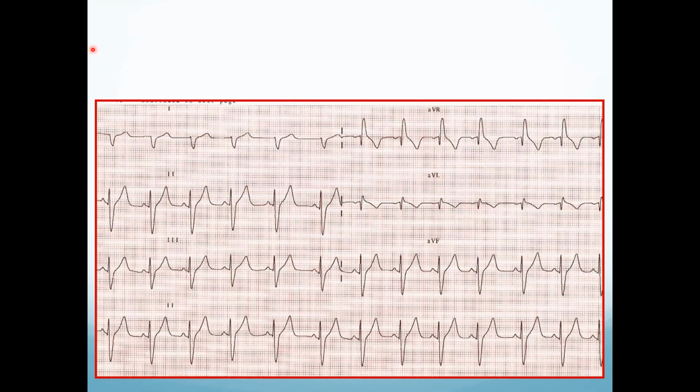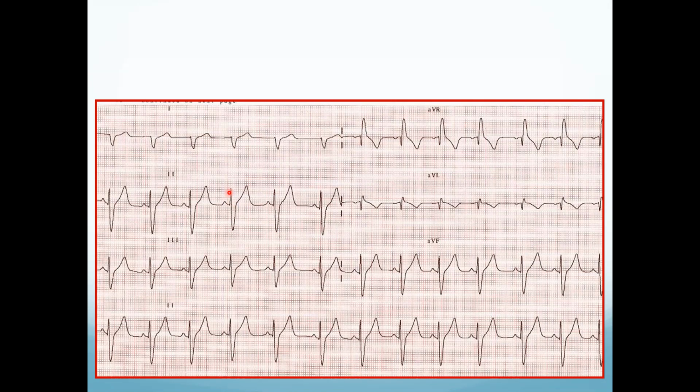Anybody going to be brave in the chat and posit a guess? Oh dear, it's crickets out there. Okay, so we've got a wide and bizarre QRS to a certain extent. Yeah, so we're seeing bundle branch block come up. Good. Okay, so we're dealing with a bundle branch block.